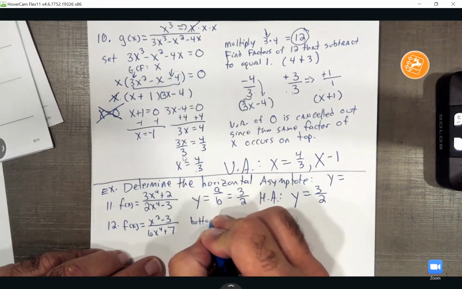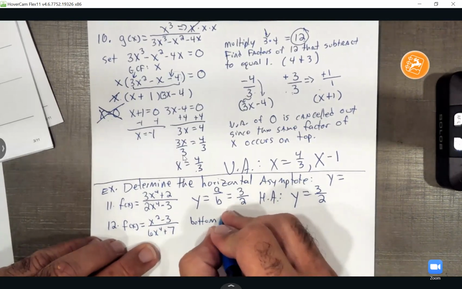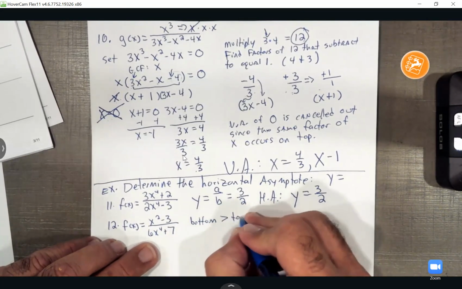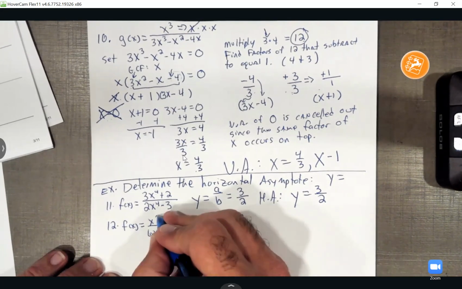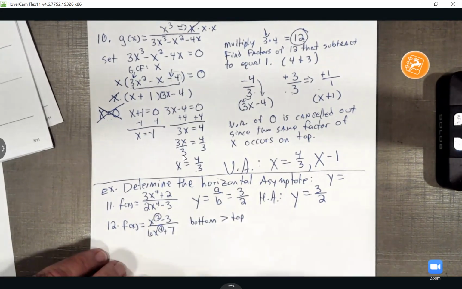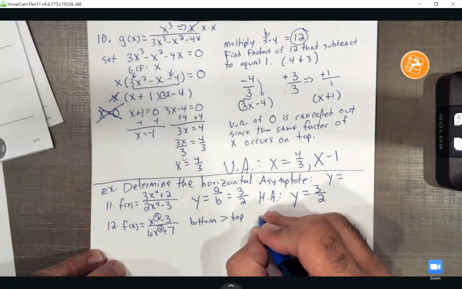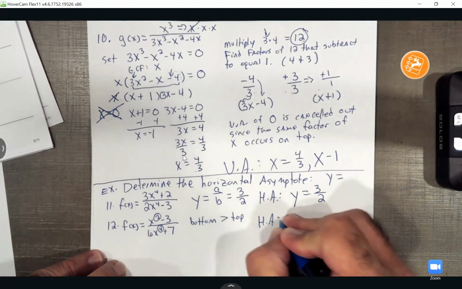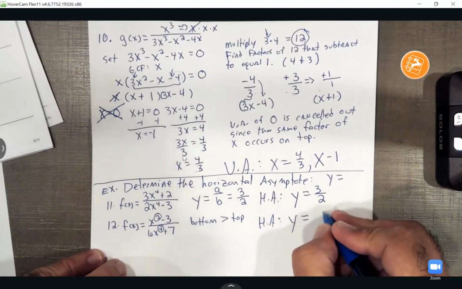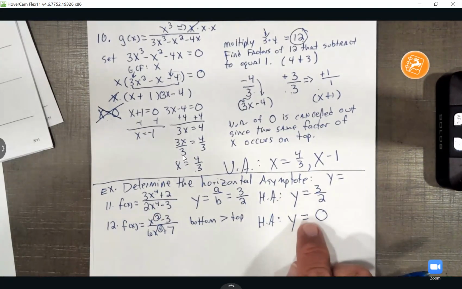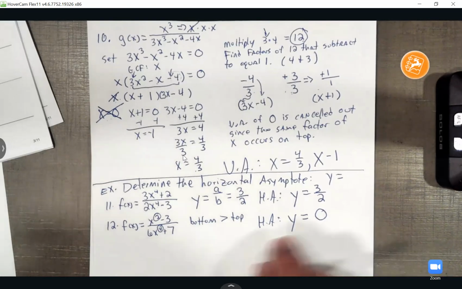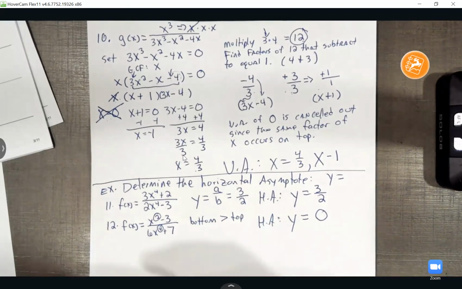Okay, so let's do this. The bottom is a 4, so the bottom is greater than the top. The top's just a 2. So y'all, I'm just looking at exponents. Since it's bottom heavy, this was what? y equals 0. Anytime it's bottom heavy, you're going to put y equals 0. That bottom is growing so much quicker.